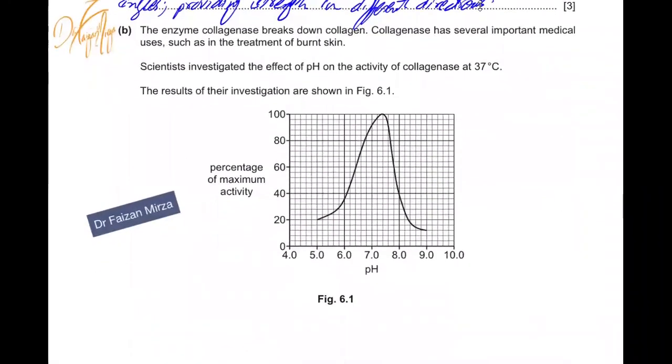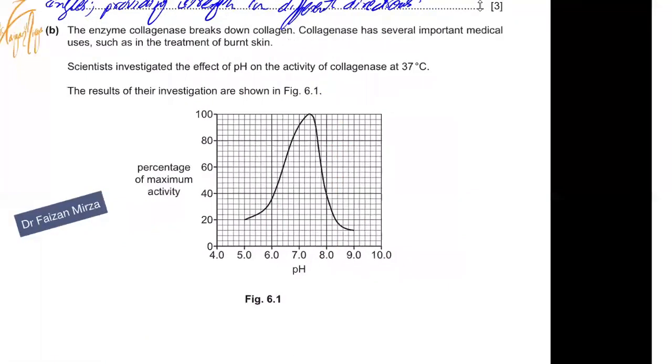The enzyme collagenase breaks down collagen. Collagenase has several important medical uses, such as treatment of burns of skin, treatment of burnt skin. The scientists investigate the effect of pH on the activity of collagenase at 37 degrees Celsius. You can see the percentage maximum activity on the y-axis. The x-axis shows the pH. The optimum pH is slightly in this range, and this is the whole range in which this enzyme works.